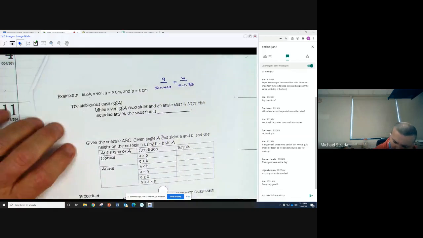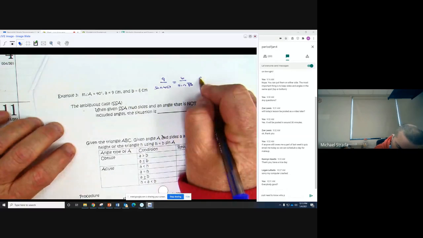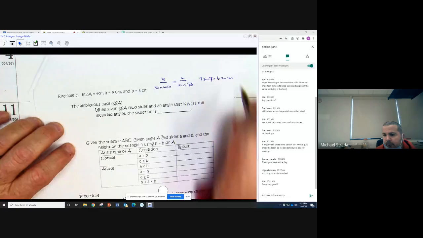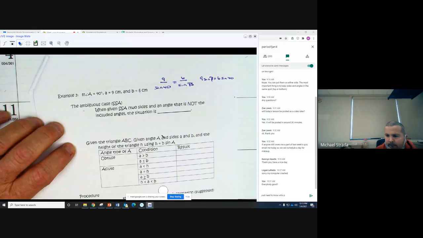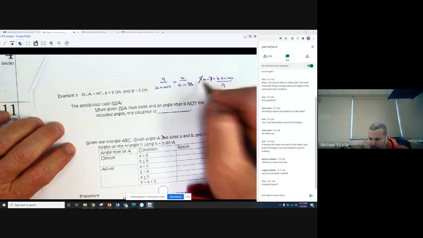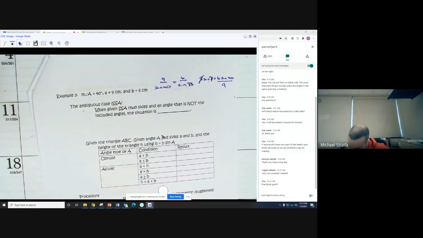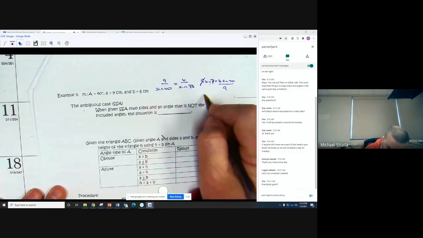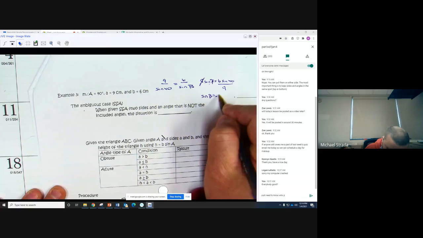All right, I'm going to cross multiply. 9 times sine B equals 6 sine 40. To solve for sine B, which is being multiplied by 9, I'm going to divide by 9. So I'm going to do 6 sine 40 divided by 9. And of course, I get a decimal. So when I transfer that to my paper, the sine of B equals 0.4285.